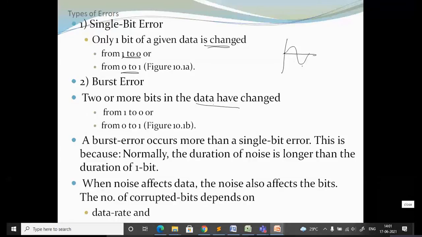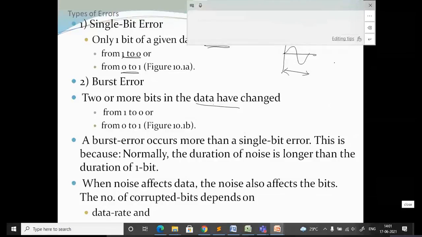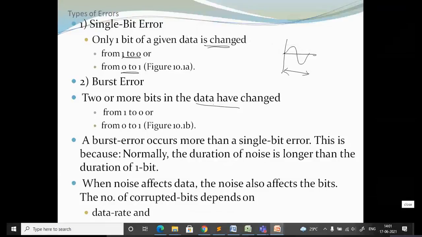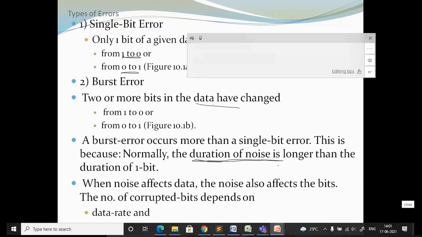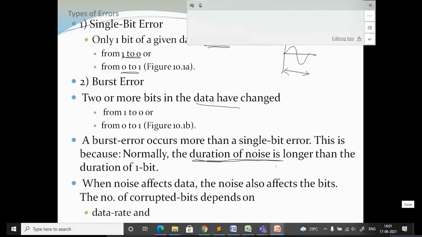Most of the time the duration of the noise will be more than this. In that case, the possibility is that more than one bit gets corrupted. So it normally depends on the number of bits corrupted, or how many errors are introduced in the data. It totally depends on the duration of the noise, how long that noise was there in the media. So noise duration directly affects the number of bits affected.